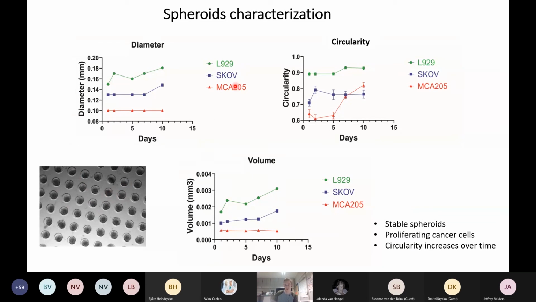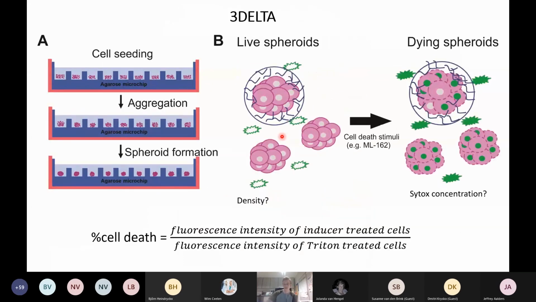The MCA205 and L929 mouse fibrosarcoma cells and the SKOV3 human ovarian cancer cells were used for seeding on top of non-adhesive agarose micropores, as you can see here, which allow for cellular aggregation and spheroid formation. As you can see in these graphs, the spheroids remained stable over time, and they became more circular and more compacted over time. These spheroids were then used for the cell death assay.